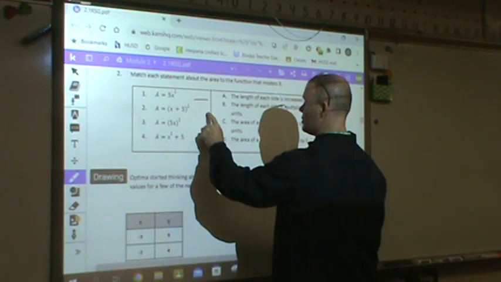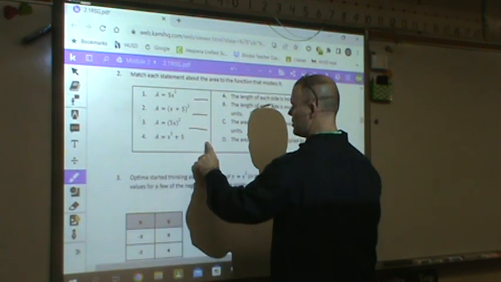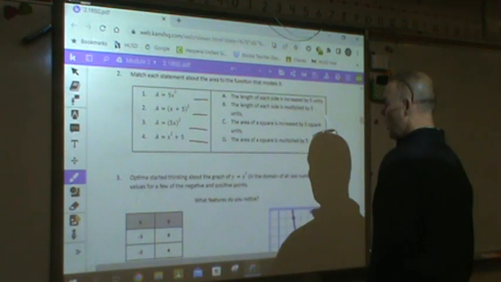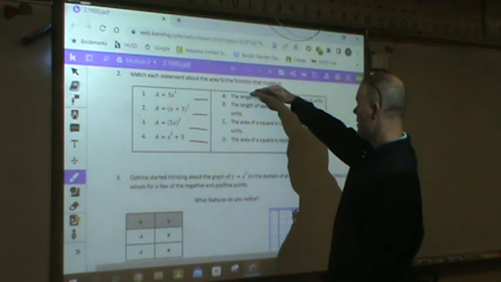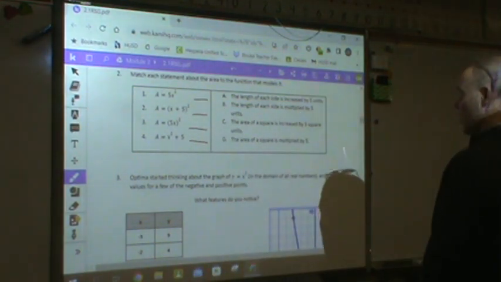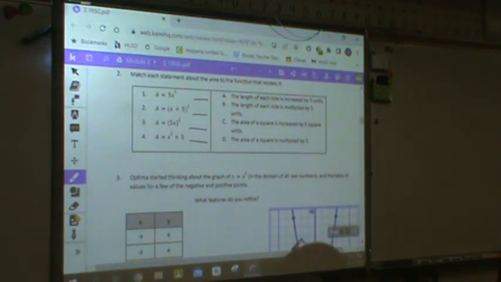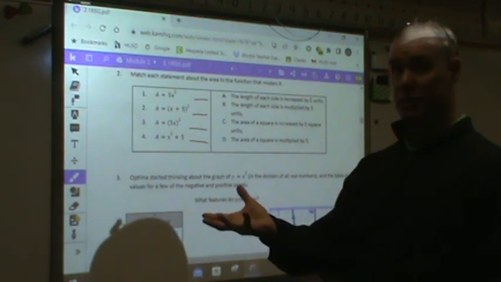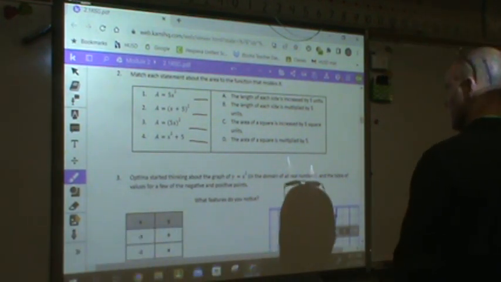What I want you to do is you could put some blanks right here. That's kind of what we did in class. I want you to pause and see if you can match A, B, C, and D over here with its correct number. So go ahead and pause this and give it a shot. See how you do.